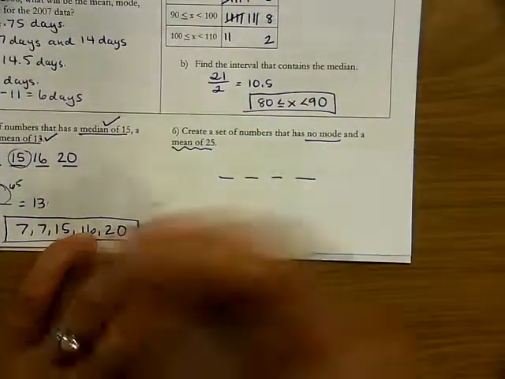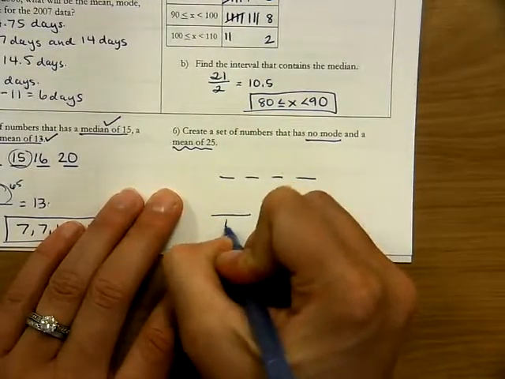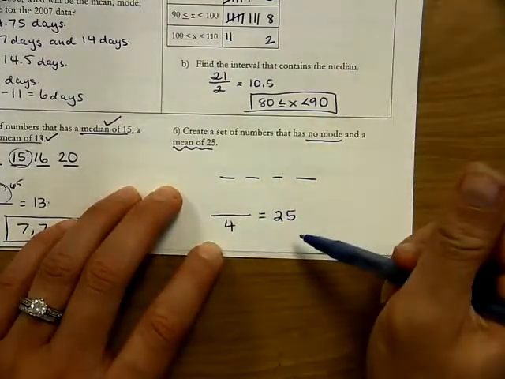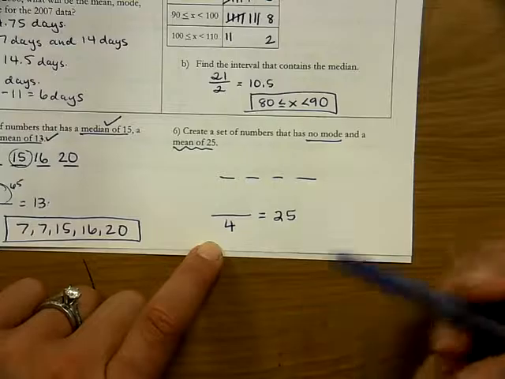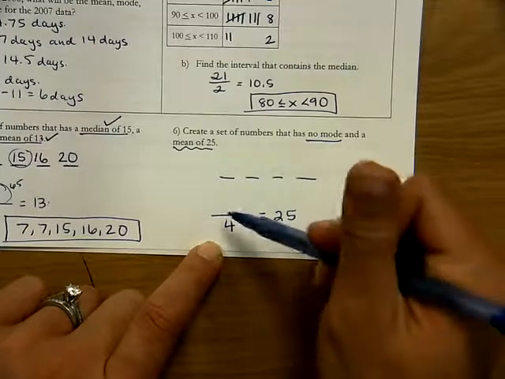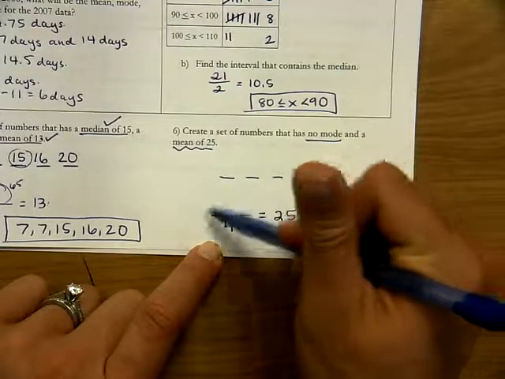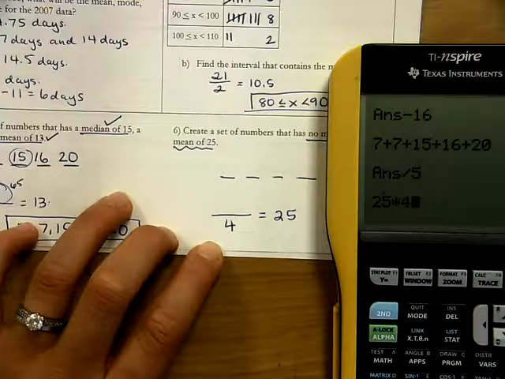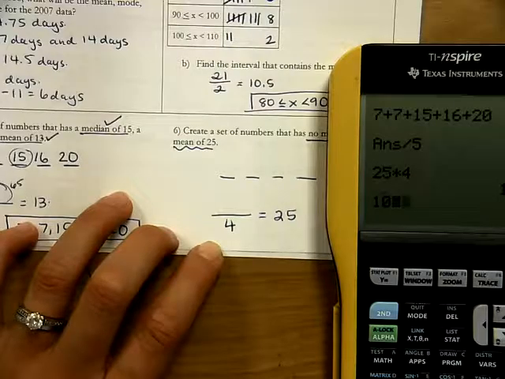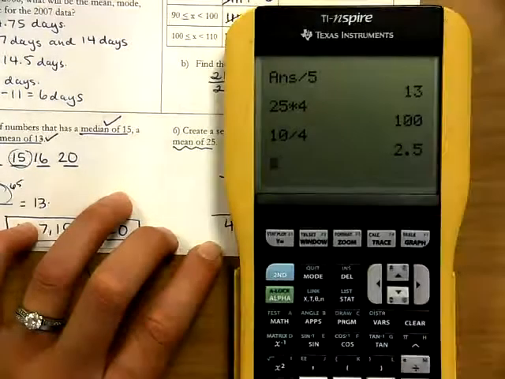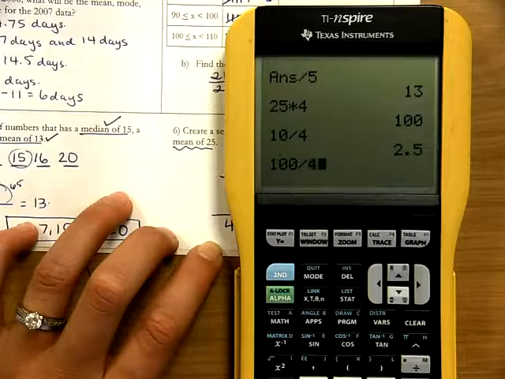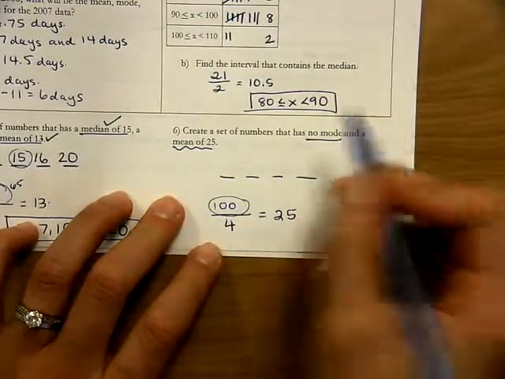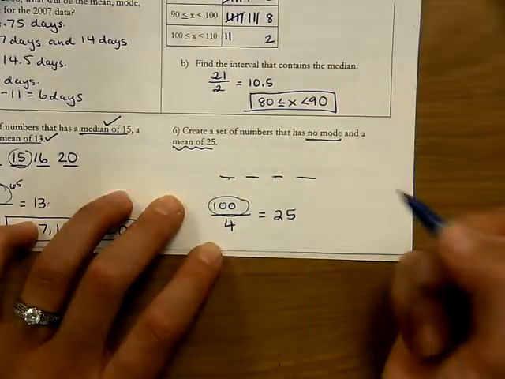Now remember, a mean of 25 means that when I add these 4 numbers and divide by 4, I get 25. I'm thinking, what number divided by 4 is 25? This one I actually remember. I know in my head, because there's 4 quarters in a dollar, that 100 divided by 4 is 25. But if you didn't know that off the top of your head, you could do 25 times 4, which is 100. So this number right here has to be 100, which means all 4 have to add to be 100.